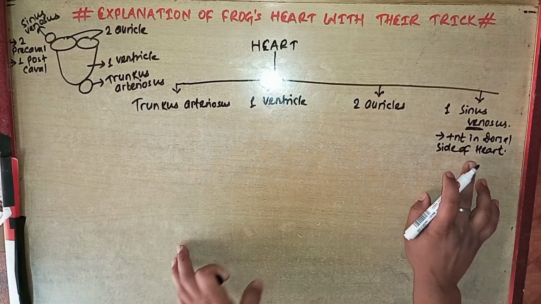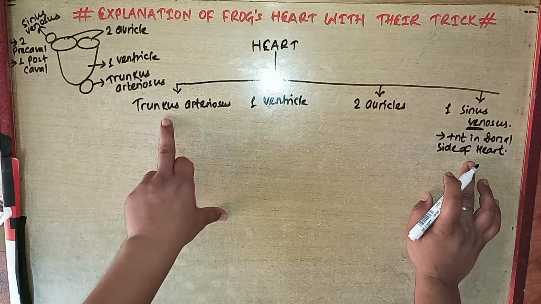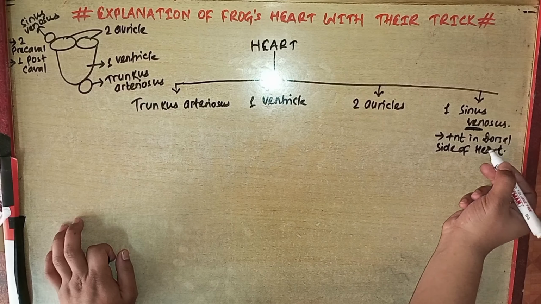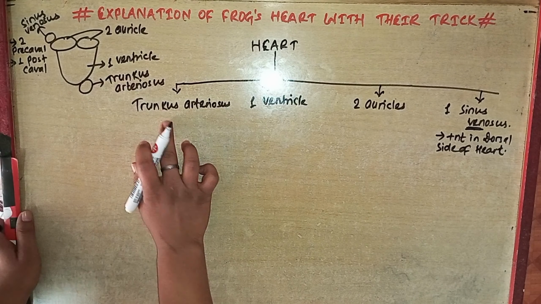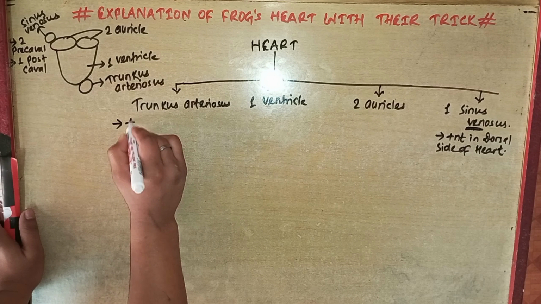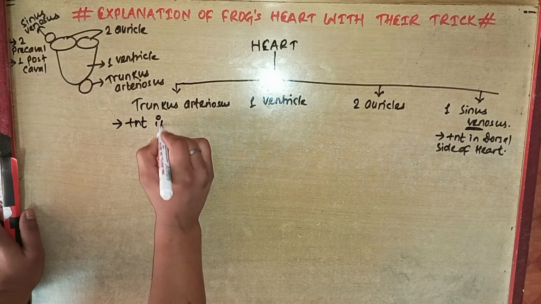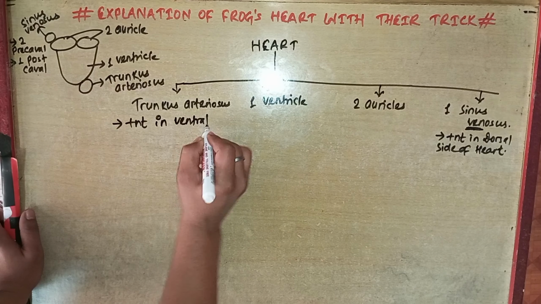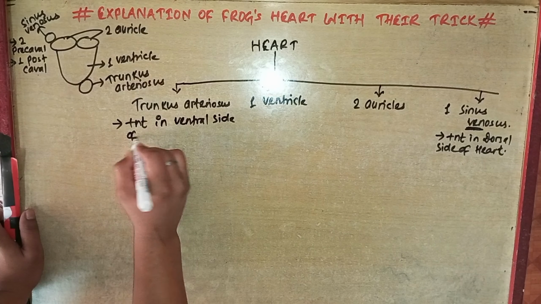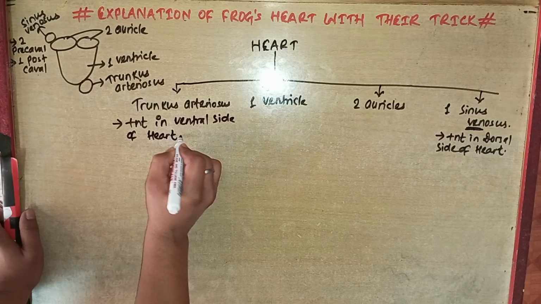And next to it is truncus arteriosus. If sinus venosus is present on the dorsal side, truncus arteriosus is present on just the opposite side, the ventral side of the frog heart.